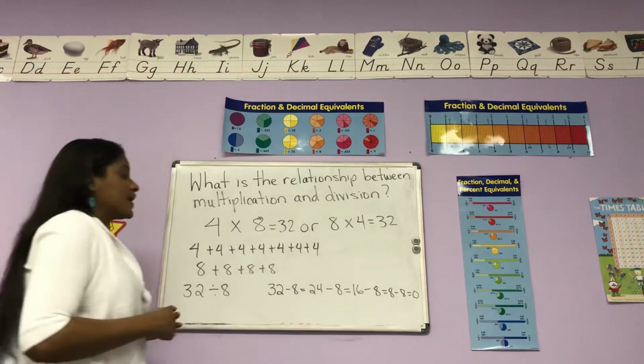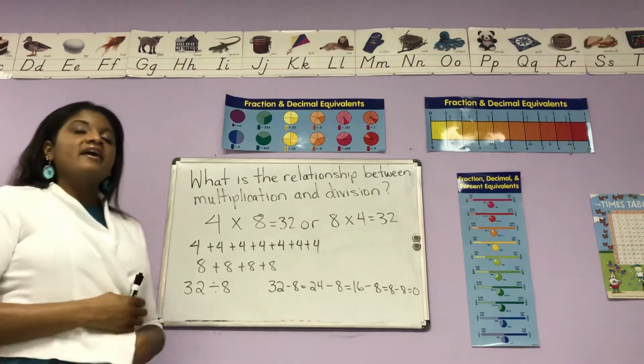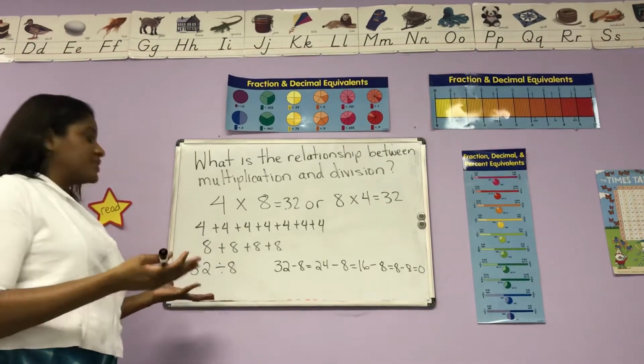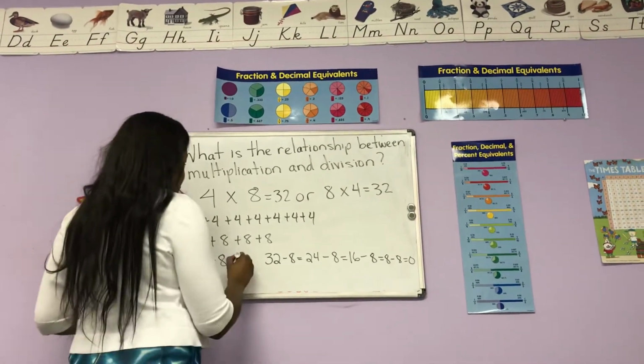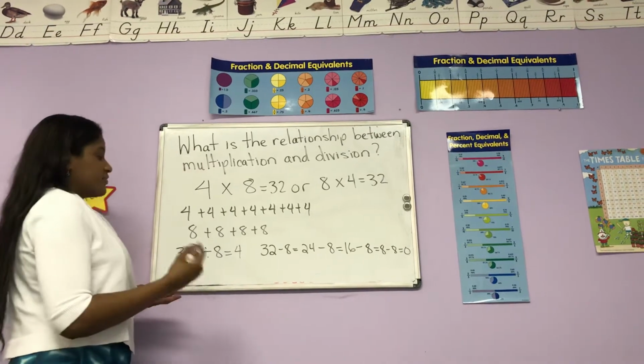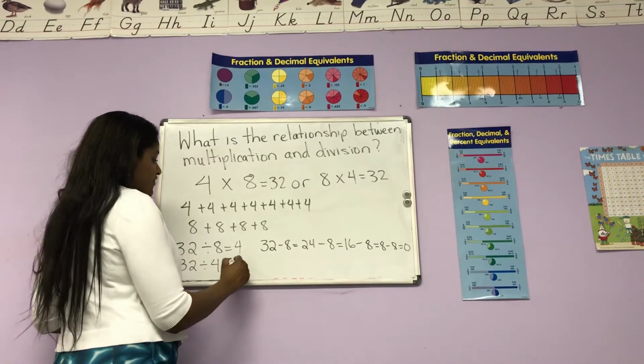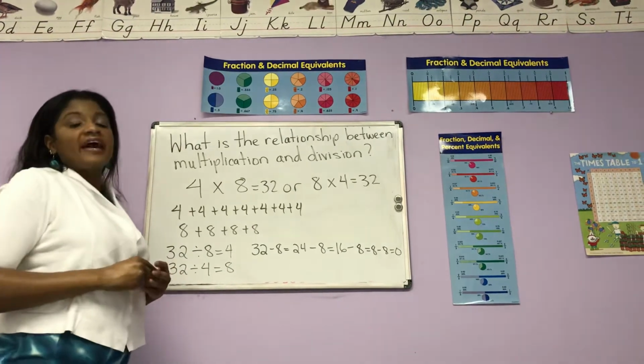And I am done. I am done with the division problem when I cannot make any more equal groups. So when I get to 0 in this case, I am done. So 32 divided by 8 is 4. It took me 4 tries to do that. And if I was doing 32 divided by 4, that would be 8.